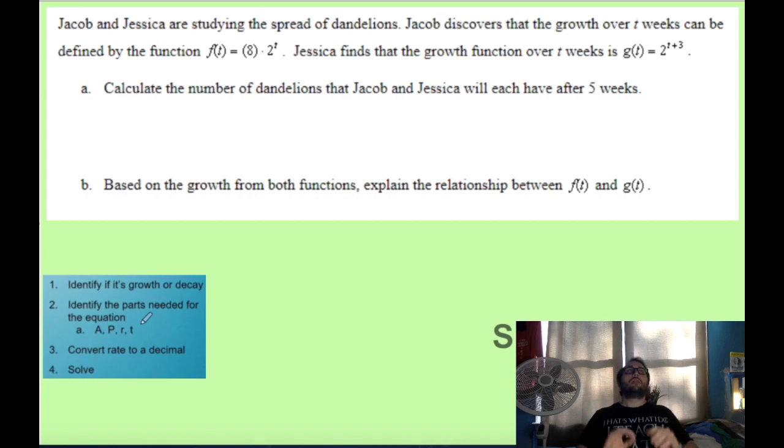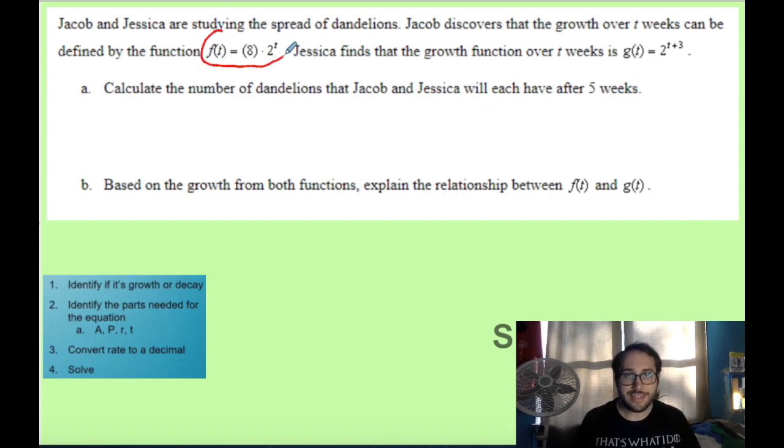Now, these exponential functions, these growth functions, do look a little bit different. However, let's use algebra that we already know to connect what we've learned in the past to what you learned in this lesson about growth. This says calculate the number of dandelions that Jacob and Jessica each will have after 5 weeks. So in this function, t is our variable. Let's do this first one. We're going to calculate f of 5.